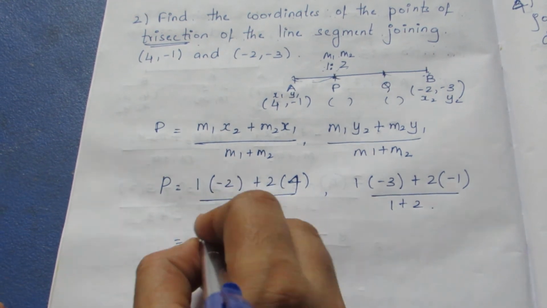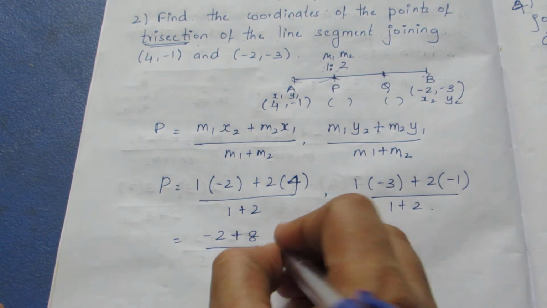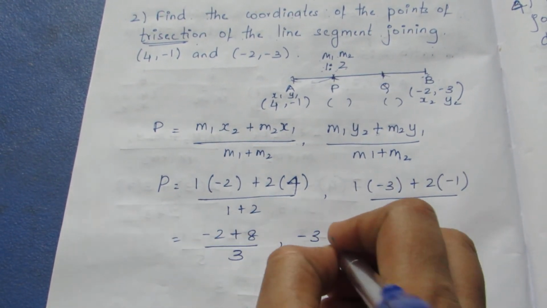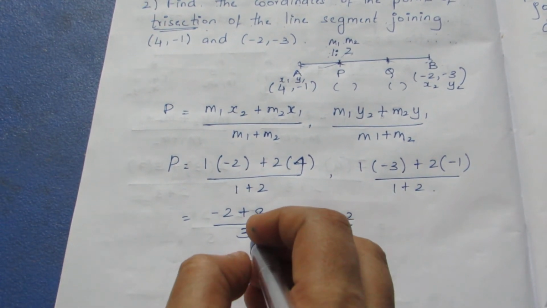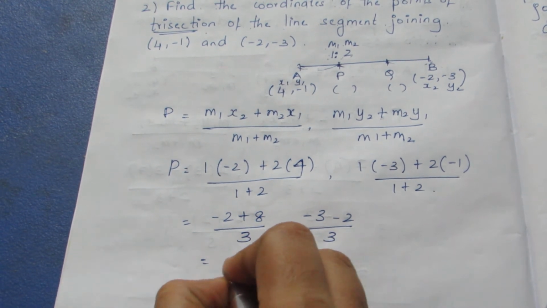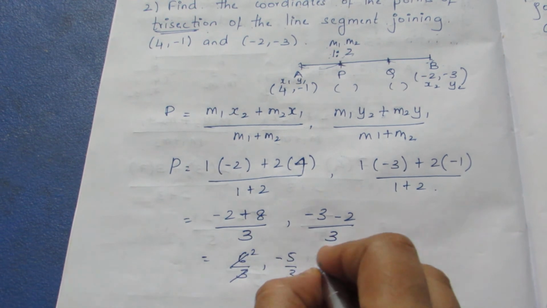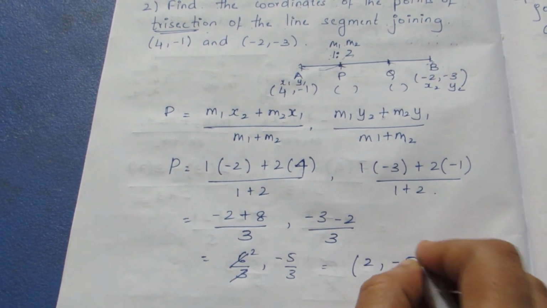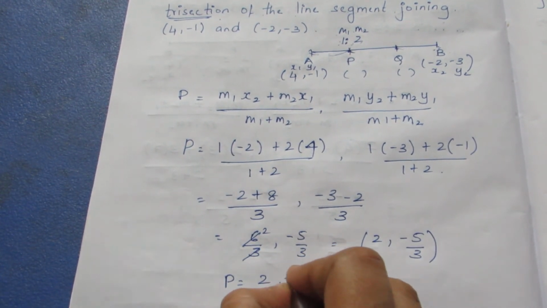This becomes (-2 + 8) by 3, and here it becomes (-3 - 2) by 3. Here it becomes 6 by 3, -5 by 3. This we can cancel as 2. So it becomes 2, -5 by 3. So the P point is (2, -5/3).